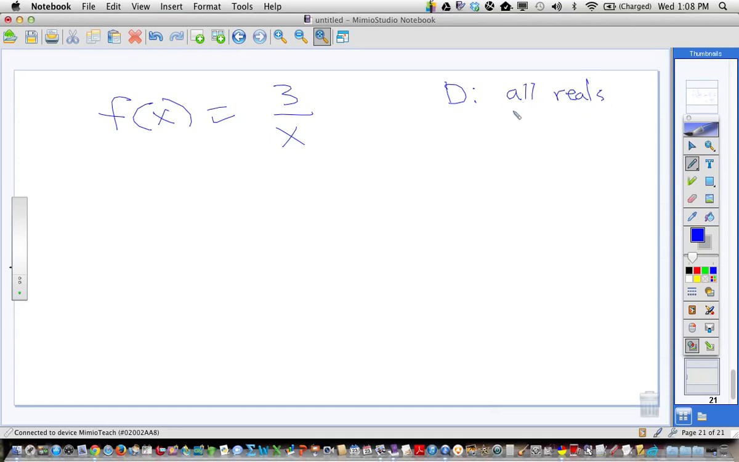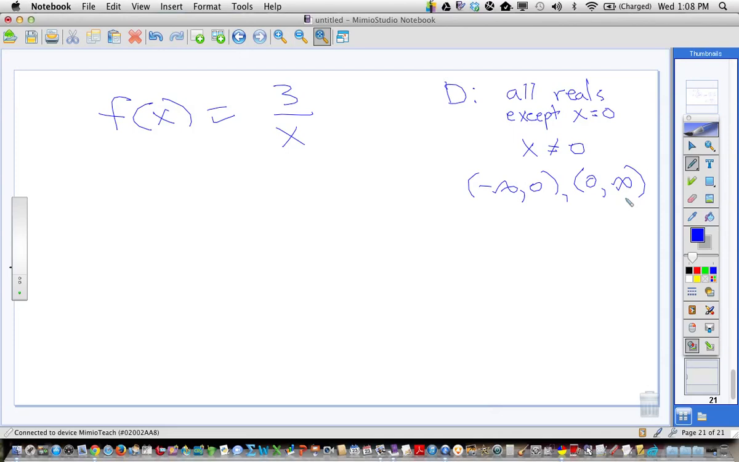All reals except x equals 0. Or we could have said such that x does not equal 0, or just x can't equal 0. We could have done this with our new notation: negative infinity to 0, and 0 to infinity. That would include everything but 0. Right? That's the domain. Okay?